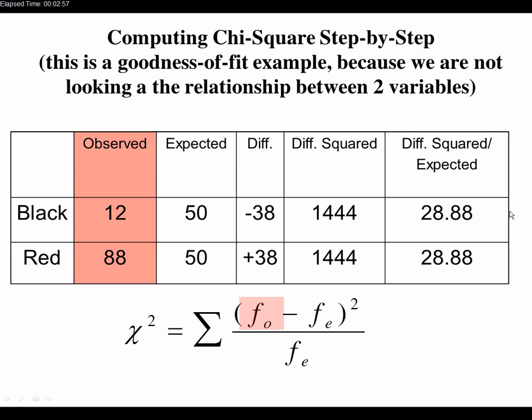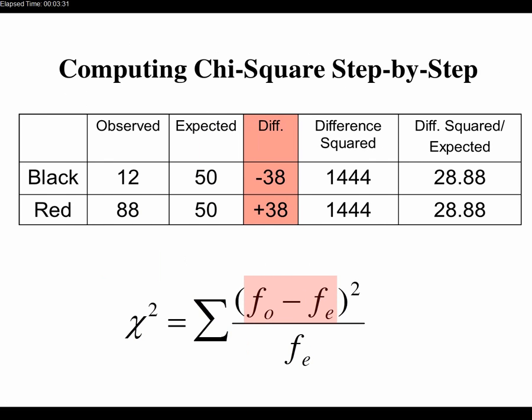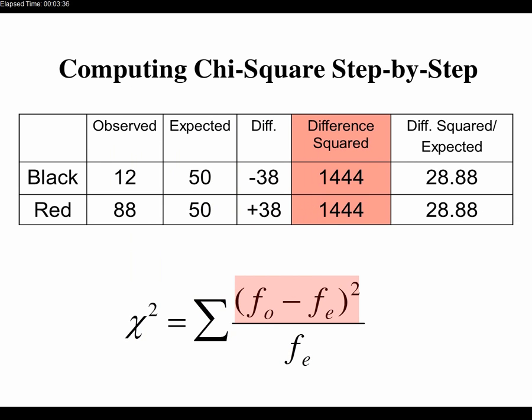Let's compute chi-square step by step. This is a goodness of fit example because we're not looking for a relationship between two variables. Here's the observed, here's the expected, here's the difference squared, and the difference squared over the expected. Let's step through them. The observed for example 1 was 12 and 88. Step over to the expected. It's 50 and 50, and the difference is negative 38 and plus 38, and I square the difference.